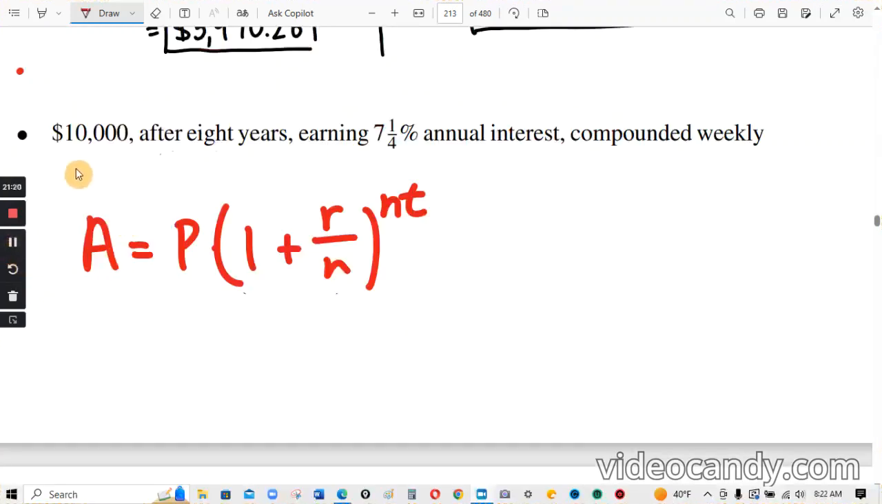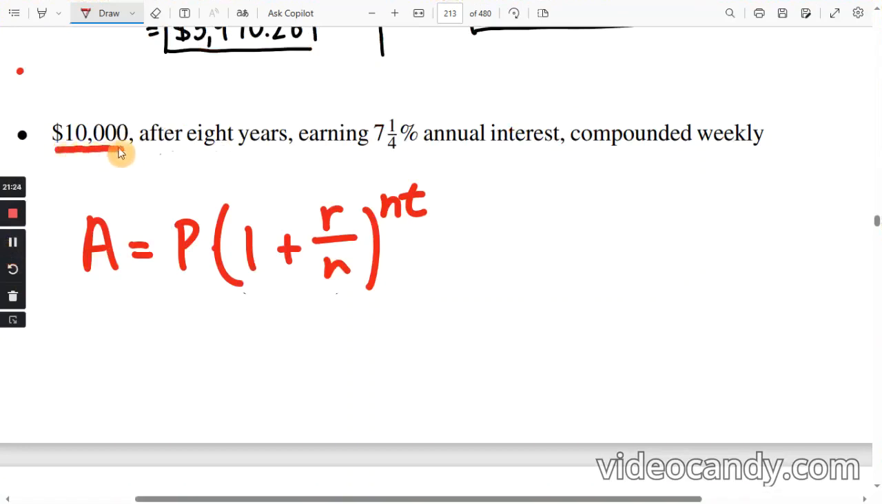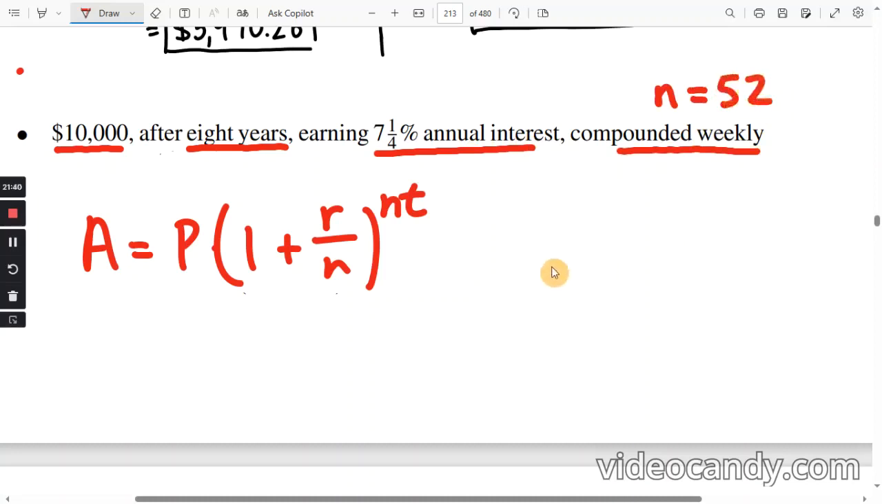All right, please try the second example using $10,000, 8 years, 7 1/4% interest, compounded weekly. I'll give you a hint for the compounded weekly: N equals 52, since there's 52 weeks a year. Use this formula, please try it.